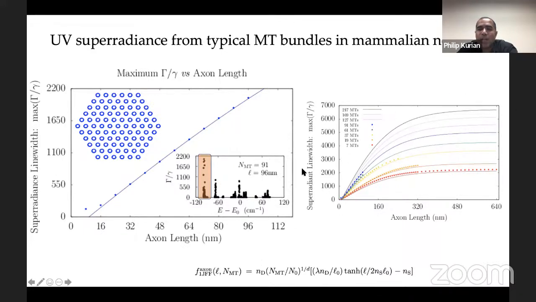So in principle, you can get, in the absence of disorder, up to even 10,000 times the single tryptophan decay rate. And we have an analytical form from these numerical simulations that we've diagonalized with several 100,000 by 100,000 matrix elements.